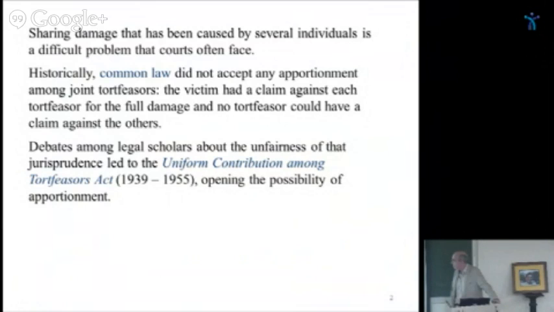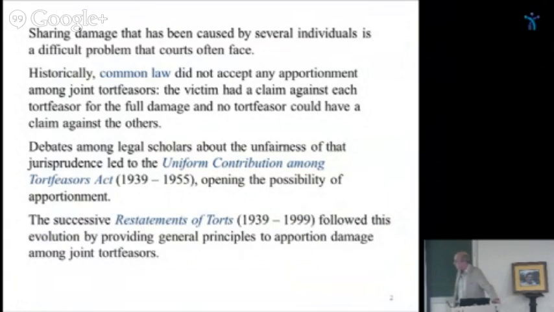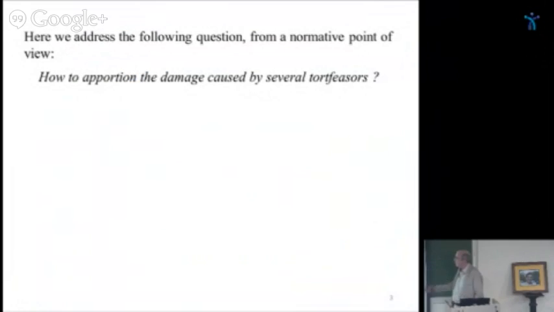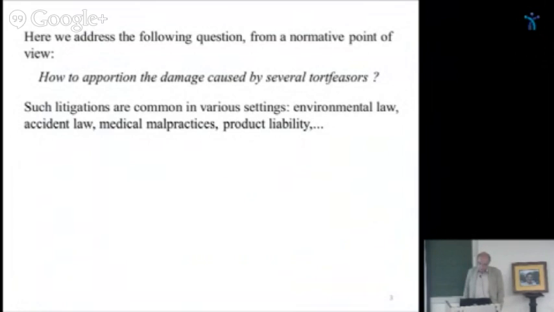There have been long debates. There was the Uniform Contribution Among Tortfeasors Act in 1939, revised until 1955, that opened the possibility of apportionment, of division of the damage among the tortfeasors. There is a Restatement of Torts, several versions, 1939, 1999, that started by providing general principles for solving this problem. So here we address that problem, how to apportion the damage caused by several tortfeasors. These are litigations that are common in various settings: environmental law, accident law, medical malpractice, and so on.